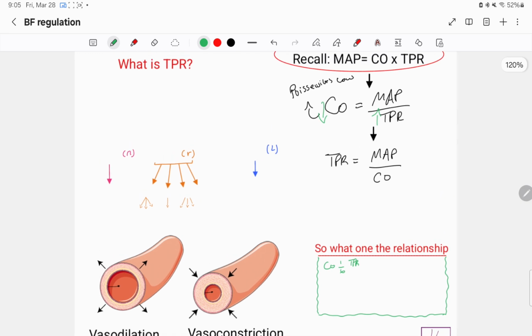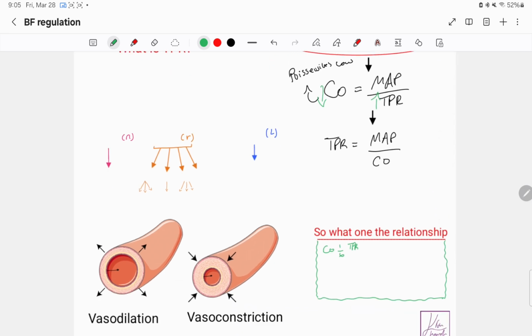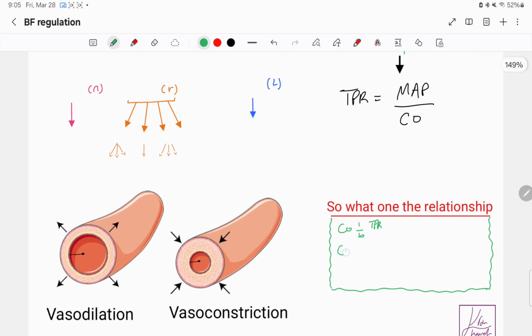Okay, what's next? What about cardiac output and mean arterial pressure? All right, we'll just look here. Cardiac output increases, mean arterial pressure increases. Boom. Direct relationship. Cardiac output is directly related to mean arterial pressure.